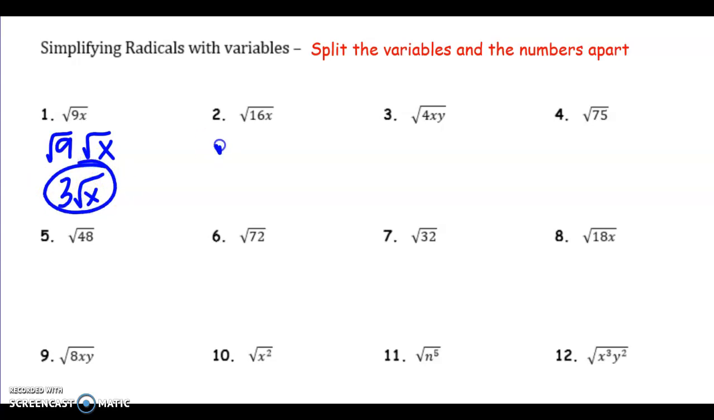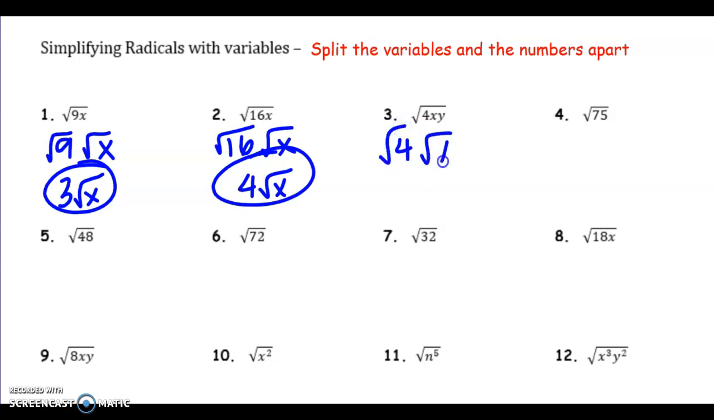Okay, so again, I'm going to break this up into two things. I've got the square root of 16 and the square root of x, which becomes 4 square root of x. Okay, and then I've got the square root of 4, and then I've got the square root of x and the square root of y. And you're going to probably think that I'm crazy because I'm going to put these right back together, but it'll make a lot more sense later. So the square root of 4 is 2, and then these, neither of those change, so they're both going to stay underneath the square root.